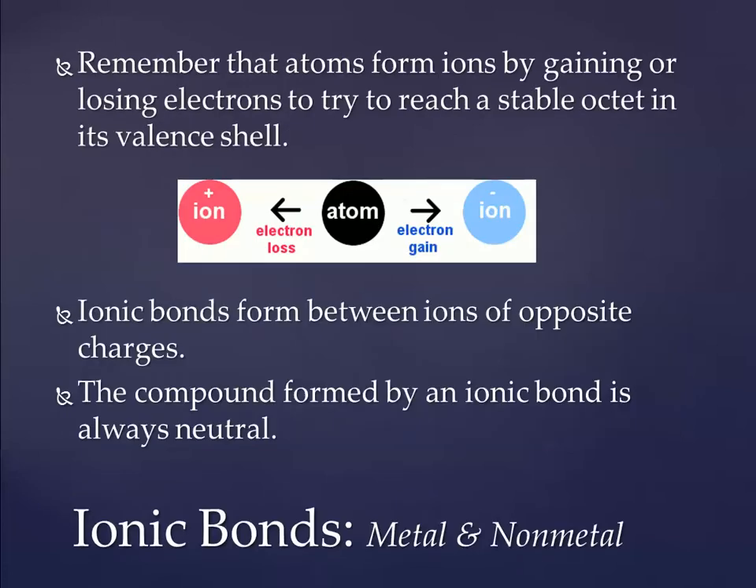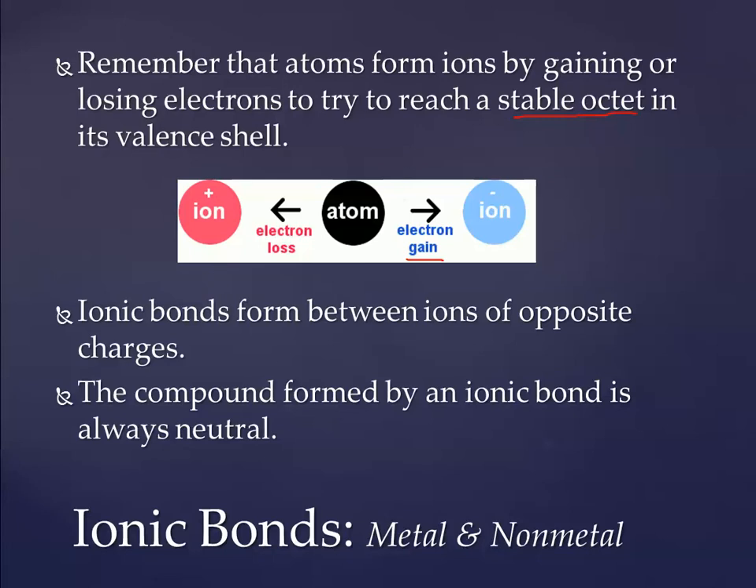So remember that atoms form ions by gaining or losing electrons, and they're doing this to try to reach a stable octet. So they want 8 valence electrons. If they gain electrons, so they're gaining a negative charge, you would form a negative ion. That's called an anion. If you lose electrons, you're losing something negative, so you would have an overall positive charge, and so you'd form a cation.